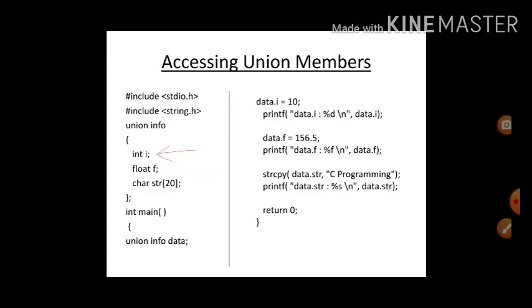What will be the output of this program? You should notice that we are reading the data and immediately printing the data. Only after that we are reading the next data into the next variable. All the variables are the data members of the union, but we are reading one variable, printing it, reading the second variable, printing it, like that.